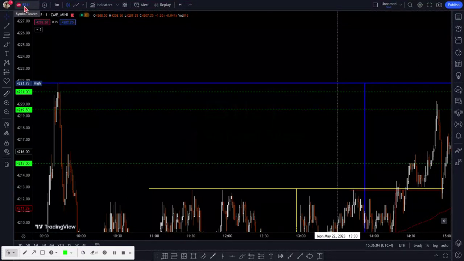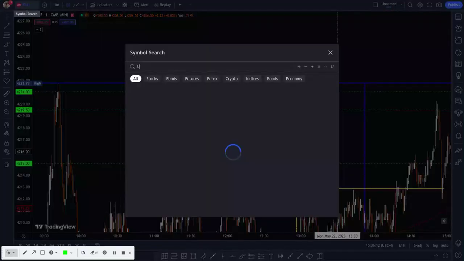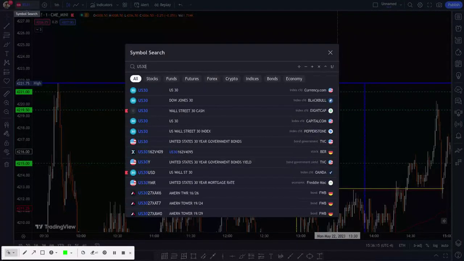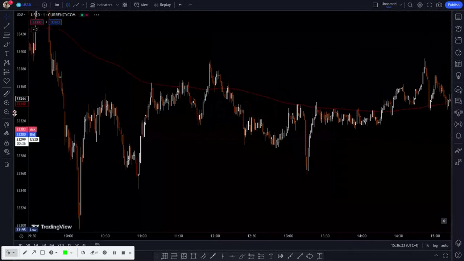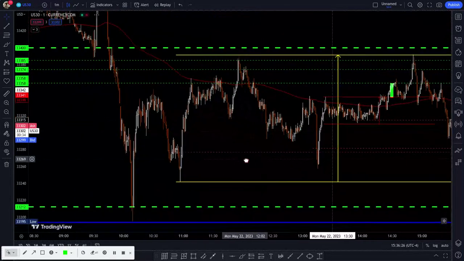Okay. Let me go to another one. Hold on. Let me go to the other one I was looking at. Let me go to Dow Jones. Okay, so this is a 130 King trade on Dow Jones.